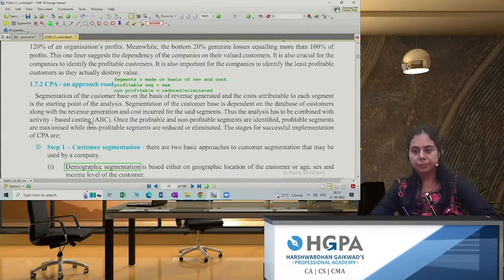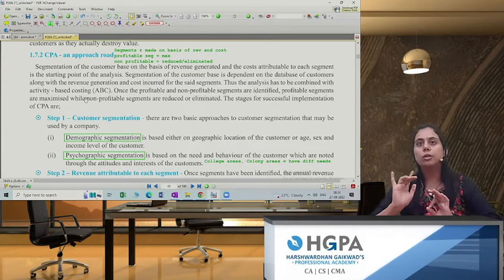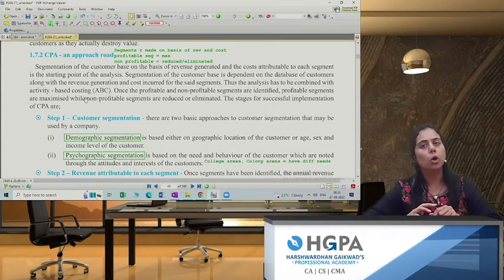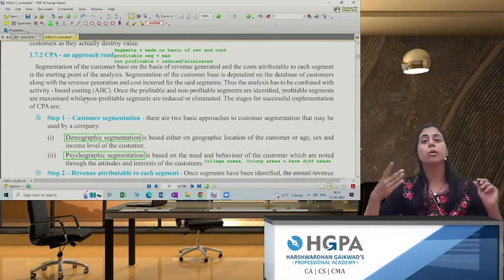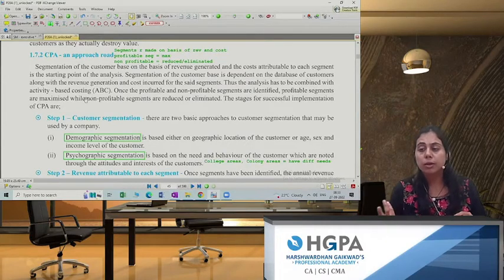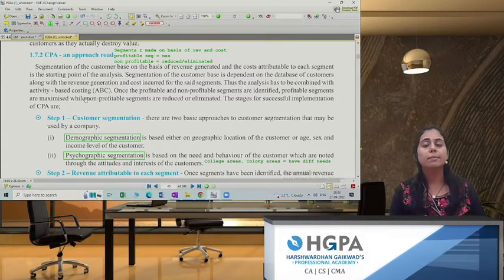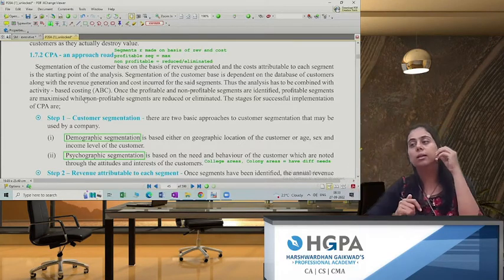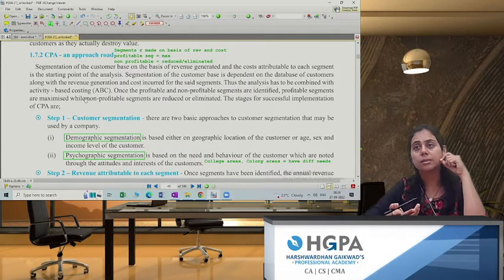Okay, let's start. First of all, in the CPA model, what do we do? Let's understand. The first point here is that we create segments on the basis of revenue and cost. For example, in India, we sell the product to the complete country. We can make four segments, that is a north segment, east segment, west segment, and south segment. That is on the basis of geographical segments. Or we can make segments like the rich class, middle class, and lower middle class, where I am selling the product with three selling prices.